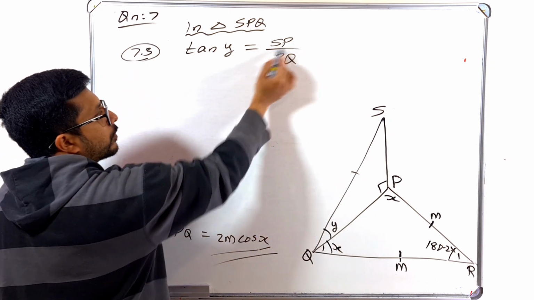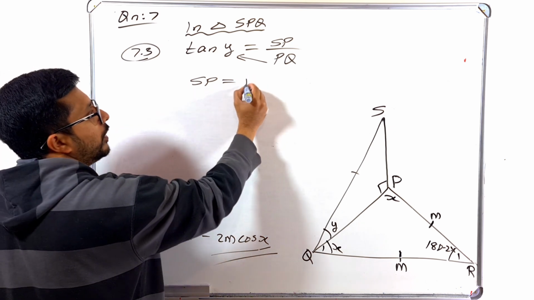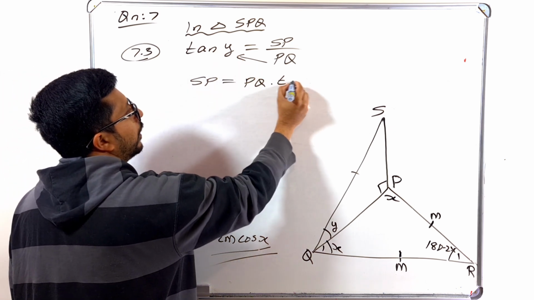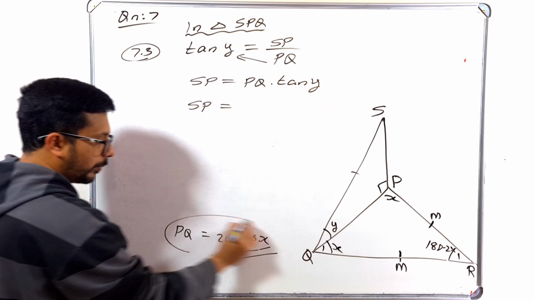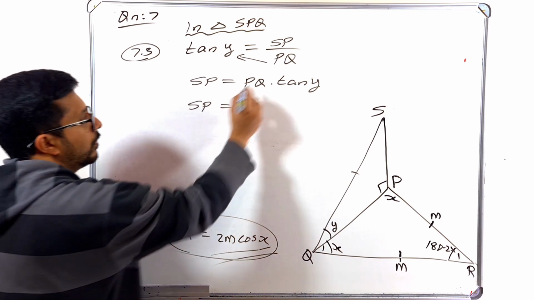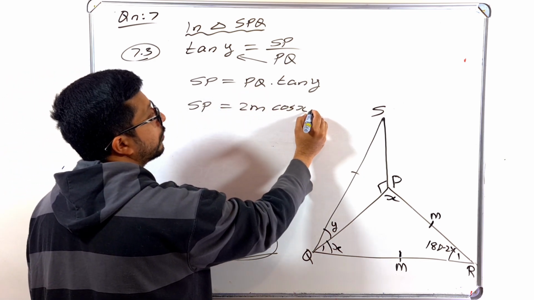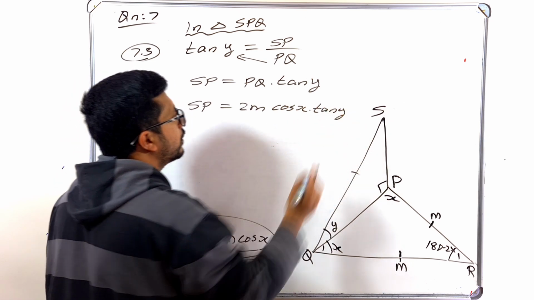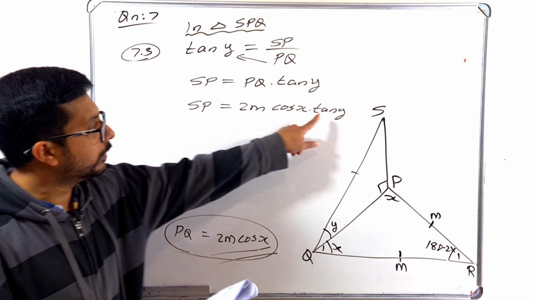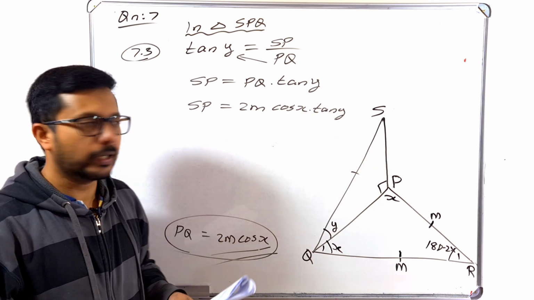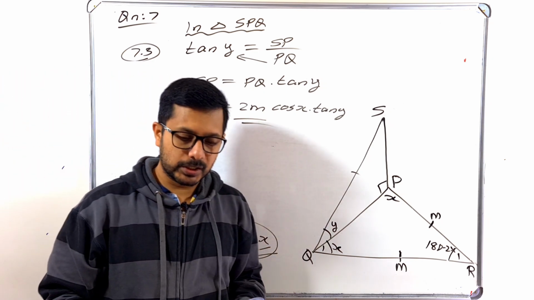So from here, what is SP? You cross multiply, so PQ times tan y. So SP is equal to, we already know from the previous question, PQ as 2m cos x. Substitute that: 2m cos x tan y. Is that what we want to prove? SP is equal to 2m cos x tan y. So we are done. That is question number 7.3, and that's the end of the trigonometry section in KwaZulu-Natal, September 2020.